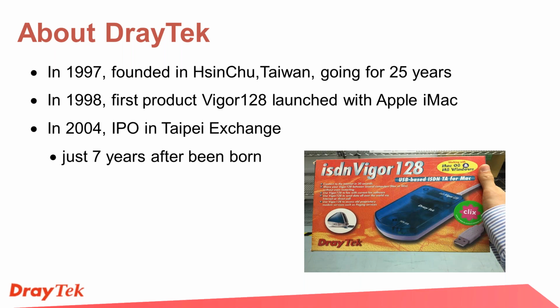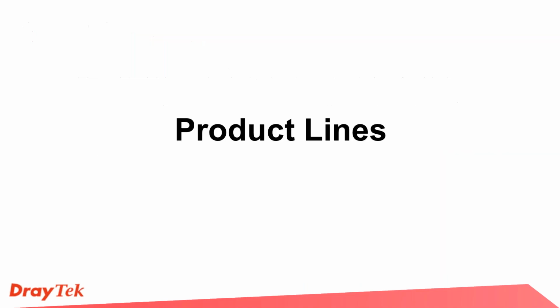By the way, DrayTek in Chinese means staying at peace where you are. So that's their kind of company name and its meaning. DrayTek was launched on the stock market in Taiwan just 7 years after it was founded. And so DrayTek is now on the stock market. It has shareholders, but they do a very good range of products which we're going to cover in this presentation.